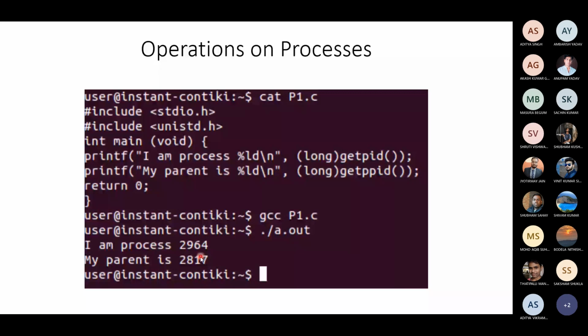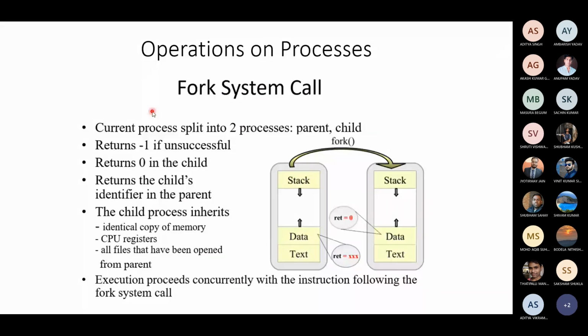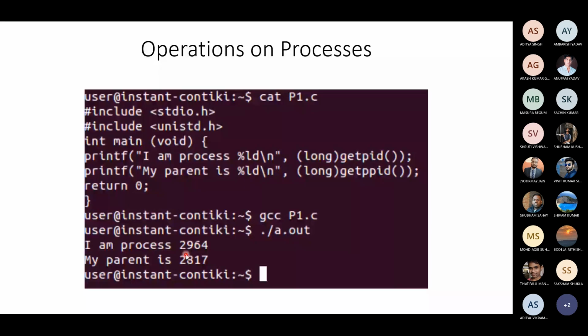So something like this. The fork system call will split the current process into two processes, parent and child. If you are not able to do it, it will return -1. If the fork is successful, it will return 0 in the child, and in the parent it returns the child's identifier, which means the child's process ID. Once the child process is created, it will return with its process identifier.